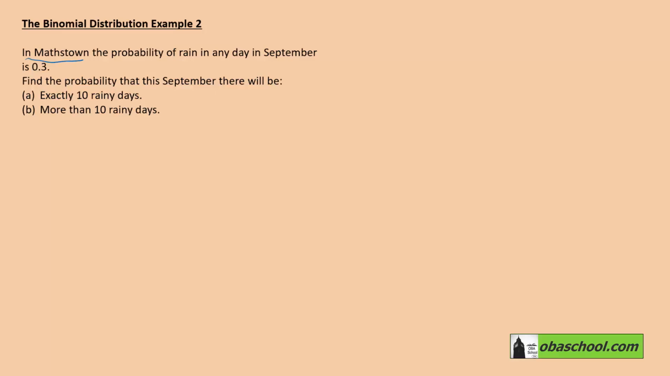In Mathstown, the probability of rain on any day of September is 0.3. And remember that September is a 30-day month. Find the probability that this September there will be exactly 10 rainy days, and more than 10 rainy days.